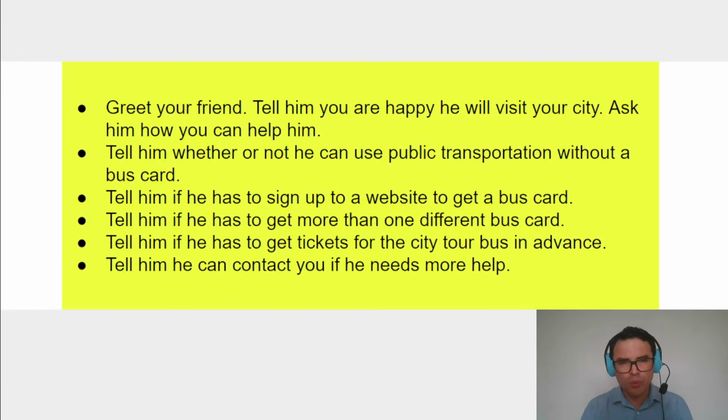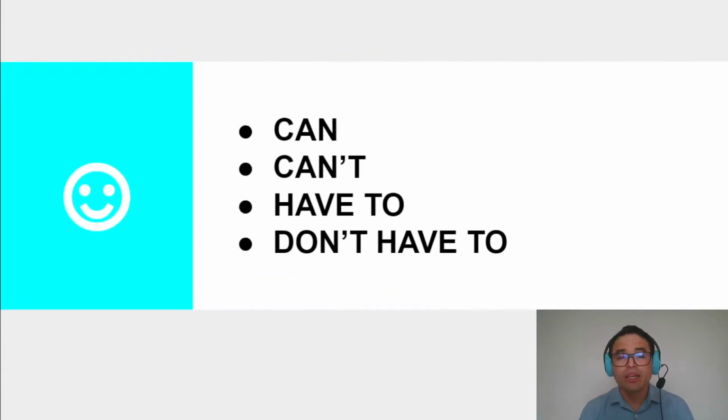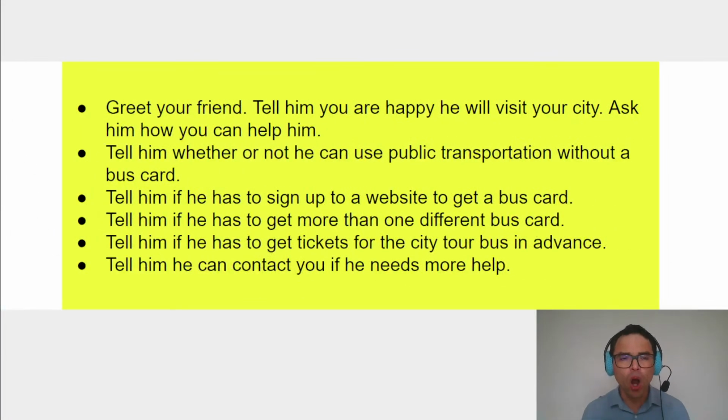Now, after showing you the task, they will give you a card like this with instructions or prompts. And you have to turn this into a conversation, putting in practice the grammar that we have seen today. So, what is the grammar? Can, can't, have to, don't have to, to express necessity. All right? So let's go over the card. Greet your friend. Tell him you're happy he will visit your city. Ask him how you can help him.